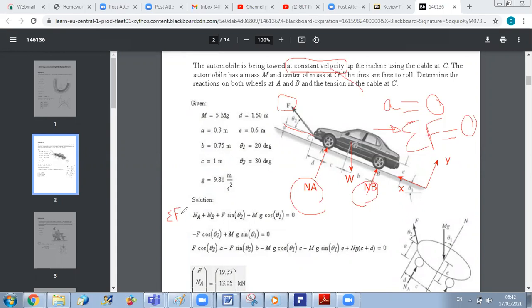What do I have along Y in this problem? First, Y is the perpendicular to the inclined line. So I have plus NA plus NB. For NA and NB, no need to project because they are already along Y. For F, I know that it's making an angle theta 2 with the inclined line. So if I want to project on the inclined line, I do cosine theta 2, while if I want to project on the perpendicular to the inclined line, I will do sine theta 2. And it is a positive projection on Y. So it's plus F sine theta 2. I still only have the weight.